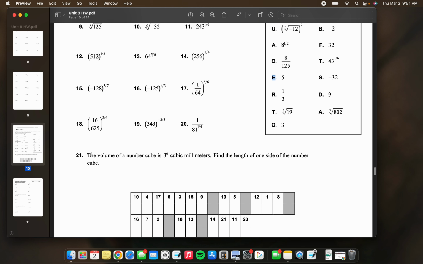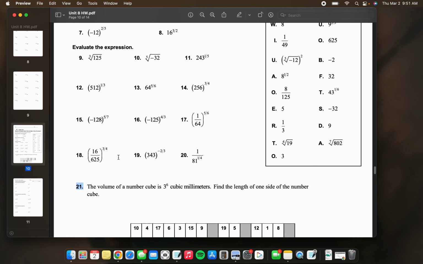Okay, 21 is kind of hard, so if you can't do that one, that's okay. By the process of elimination, you should get the final answer, but some of you might be able to get it.